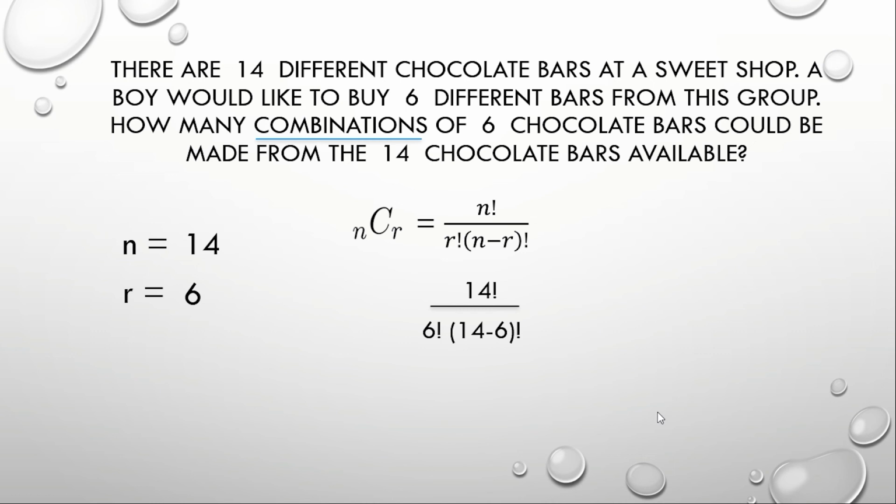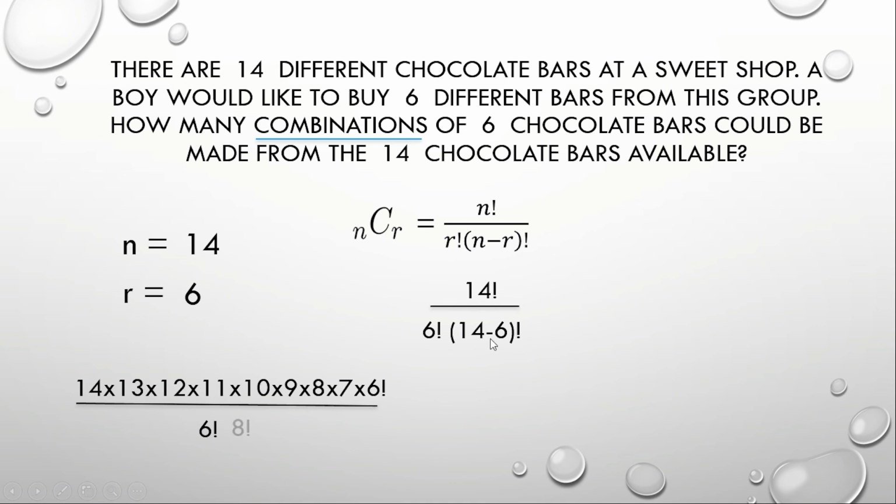By expanding using factorial notation of 14 factorial, we have 14 times 13 times 12 times 11 times 10 times 9 times 8 times 7 and times 6 factorial. Since we have 6 factorial in our denominator, let's end with 6 factorial divided by 6 factorial, and 14 minus 6 is we have 8 factorial. Okay, we can now cancel 6 factorial. So let's expand the 8 factorial we have.